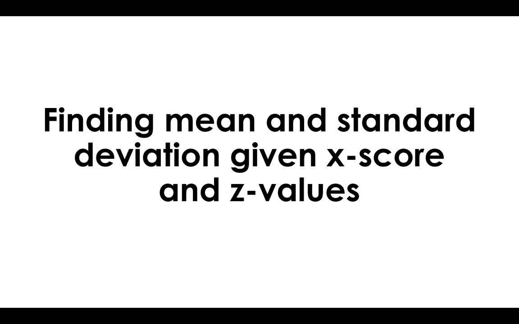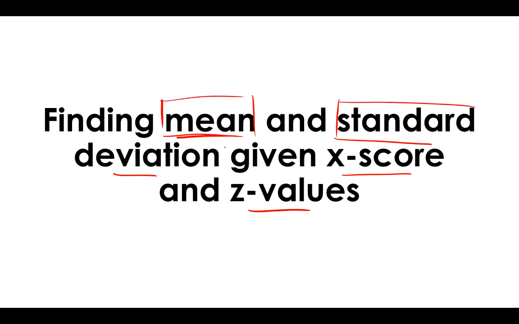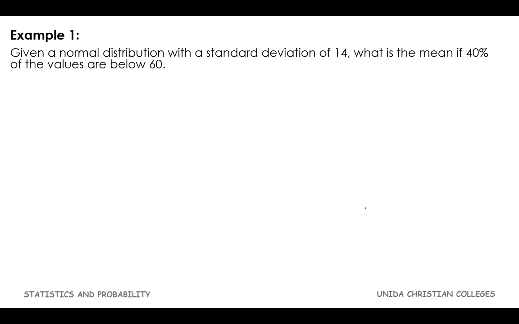Let's continue our discussion. So we're done with finding the x-scores given the mean, standard deviation, and z-values. In this video, we're talking about how we are going to get the mean and standard deviation given naman si x-scores at si z-values. Again, ang nawawala or ang hinahanap natin is si mean or both of them. Ano ang gagawin natin? Given natin is si x-score at si z-values. Let's have the first example.